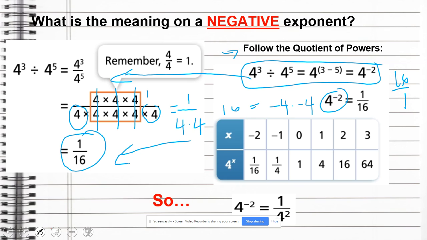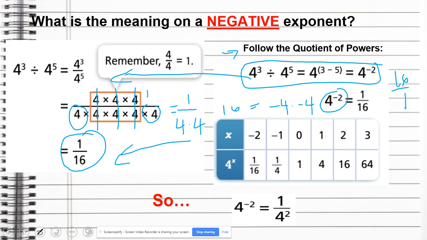I want you to think with negative exponents, think about your powers of 10. Think about those powers of 10. If I said 10 to the first, you would say 10. If I said 10 to the second, you would say that's 10 times 10, which is 100. 10 to the third, 1,000.